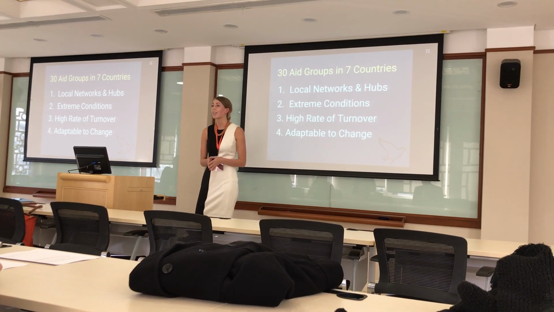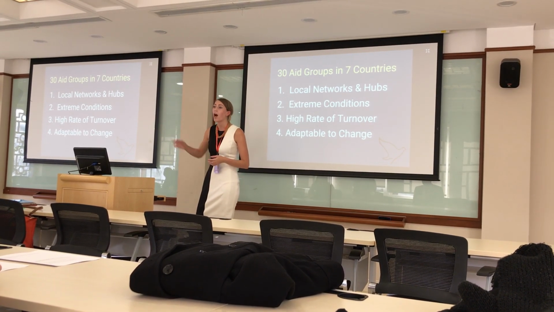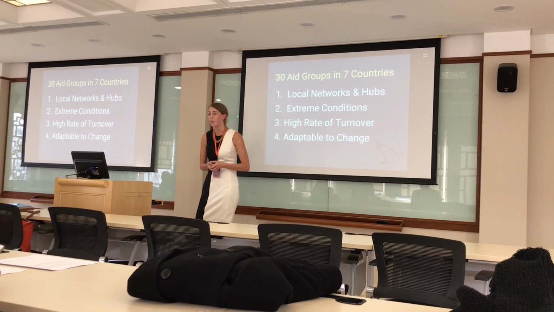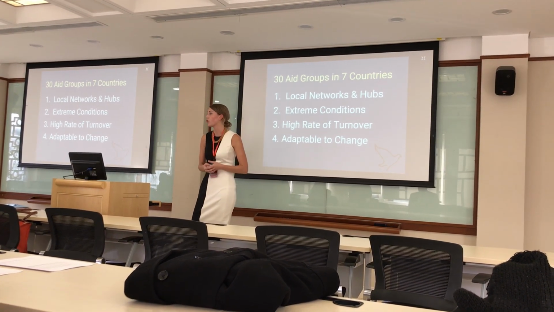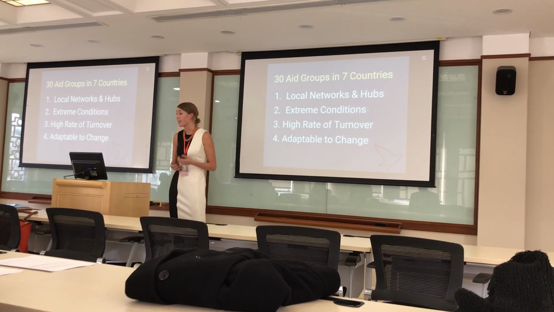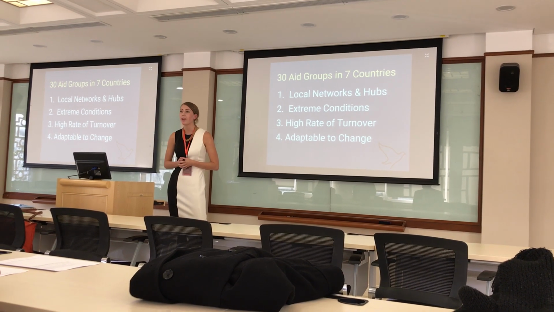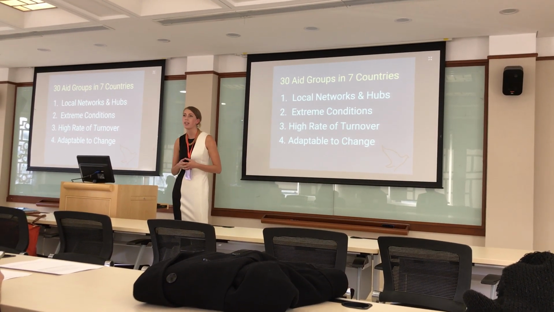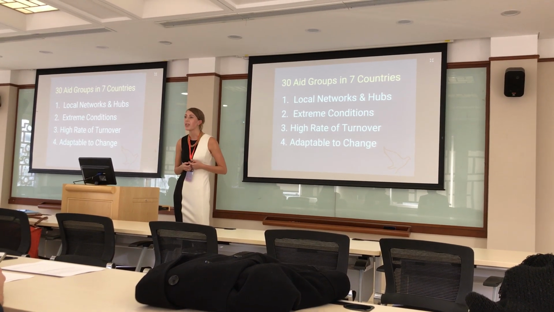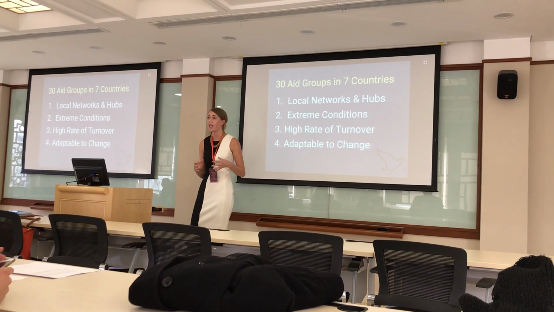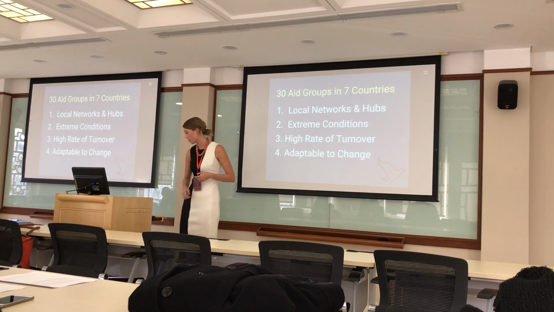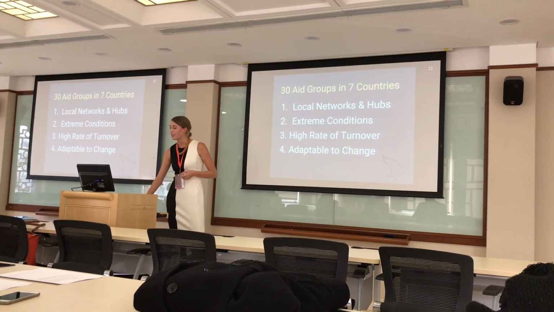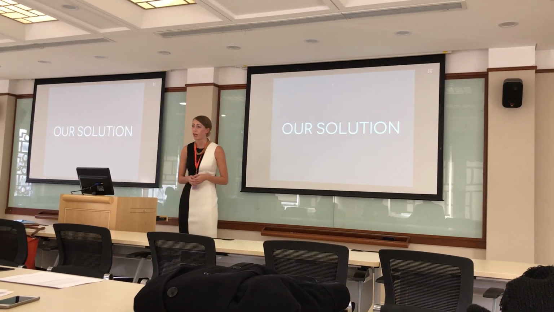So for example, to access Wi-Fi, they have to beam it off of a water tower from a town that's 4 kilometers away, and up to 1,000 people are trying to connect to that Wi-Fi at any given time. They also have a high rate of turnover, with their volunteer staff being the main part of the organization. They switch out every 2 to 5 weeks, and even their core administrative staff has a turnover of a couple months. And finally, because they operate in these conditions, they're extremely adaptable to change.